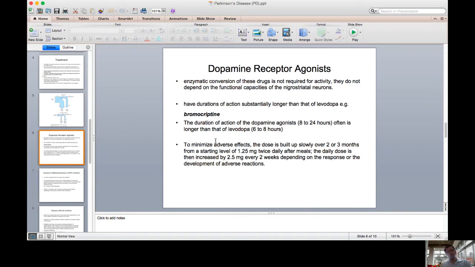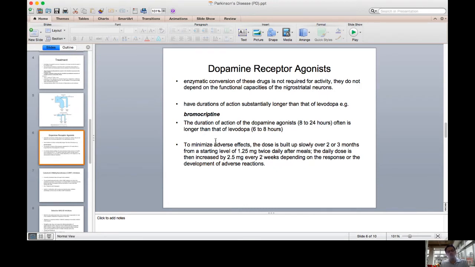Second category of drugs is dopamine receptor agonists. Now, enzymatic conversion of these drugs is not required for activity. They do not depend on the functional capacity of nigrostriatal neurons. They have durations of action substantially longer than that of levodopa. For example, a drug of this category is bromocriptine. The duration of action of dopamine agonists, 8 to 24 hours, is often longer than that of levodopa, which is 6 to 8 hours.